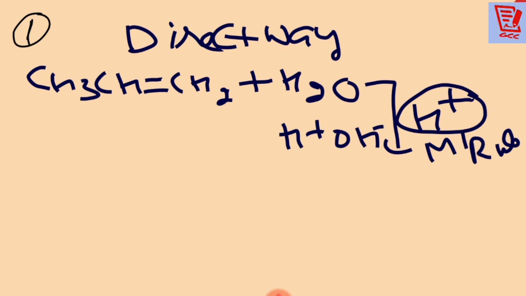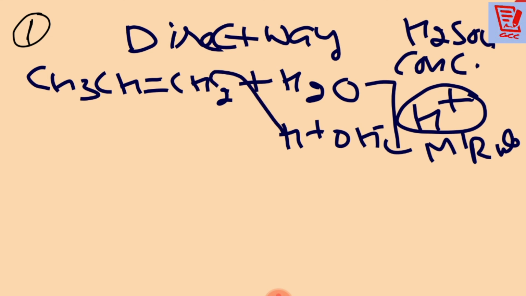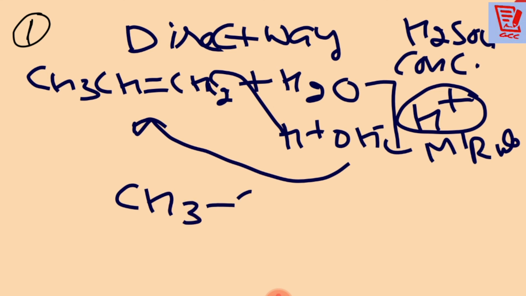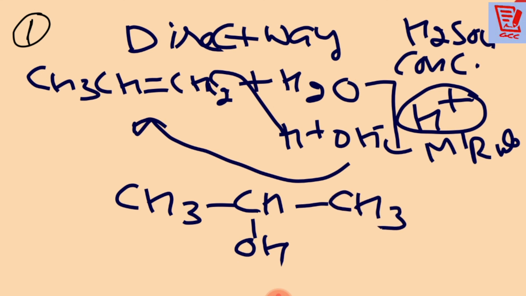Here, H positive means concentrated H2SO4. What is the meaning of that one? Concentrated H2SO4. Now here H positive will go to CH2, and OH negative will come over there. So it will become CH3 CHOH, then CH3. Is that clear to you? I hope you all are getting my point better.